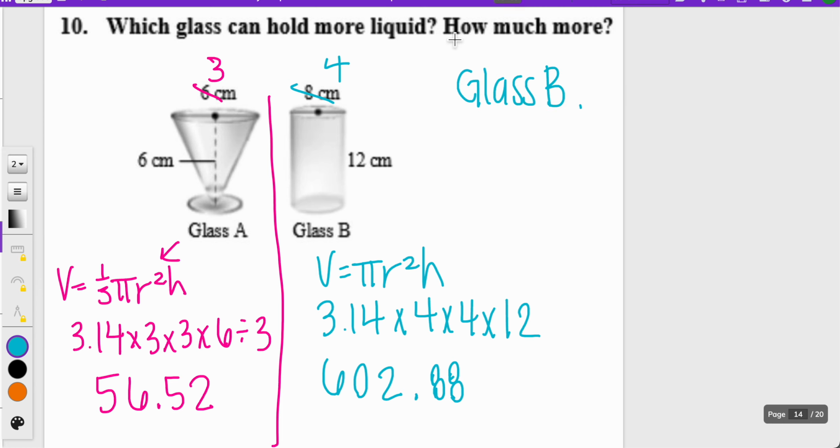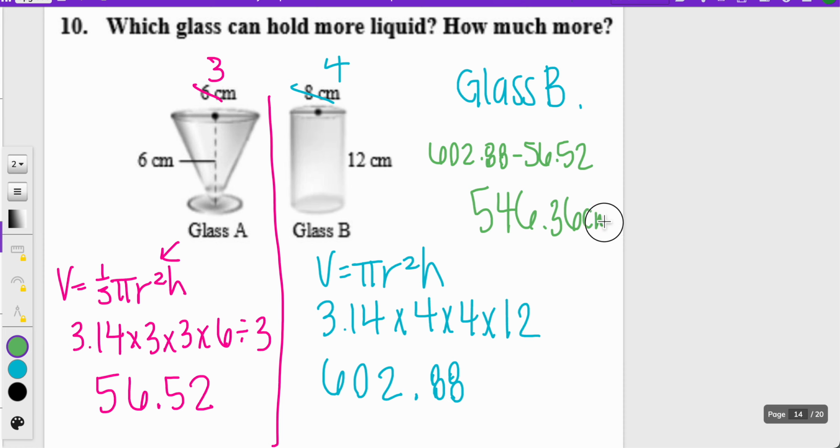And then to figure out how much more, I'm going to subtract 602.88 minus 56.52. So 602.88 minus 56.52. And I'm going to get about 546.36 cubic centimeters more.